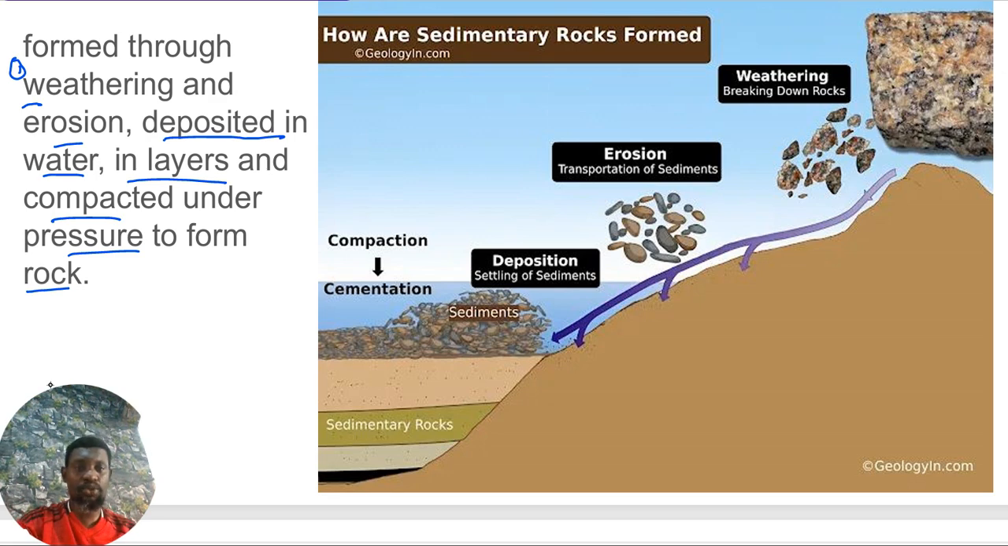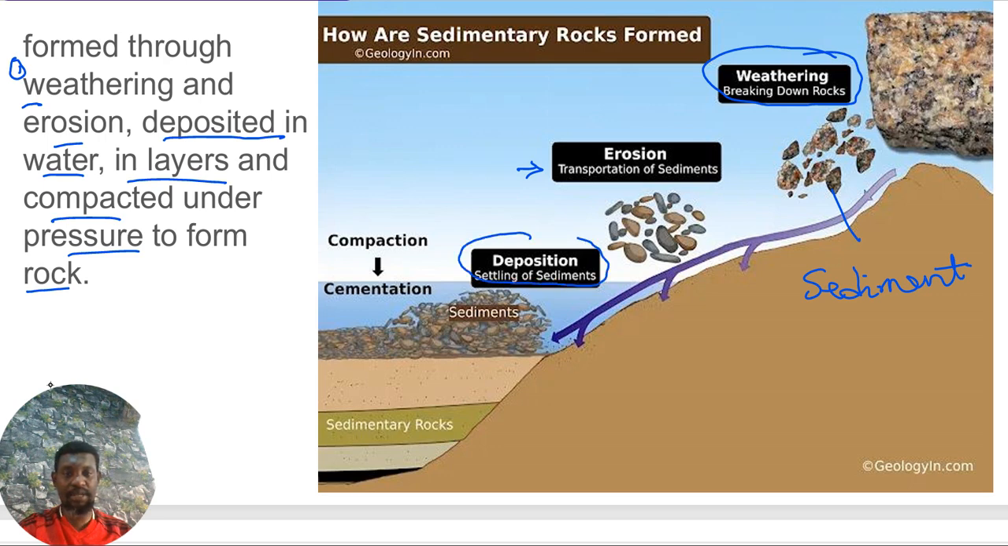Your syllabus expects you to know that the first step in the formation of sedimentary rock is weathering, which is the breaking down of rocks. So you have rocks that have been broken down, other rocks, it can be igneous or sedimentary rocks. Once they get broken down, they lead to the formation of what we call the sediment, which are small rock particles. These sediments are now eroded, they are transported into water bodies, and once they get there, they deposit. So it becomes deposited, that is the settling of the sediment at the bottom of the sea or ocean or any water body.